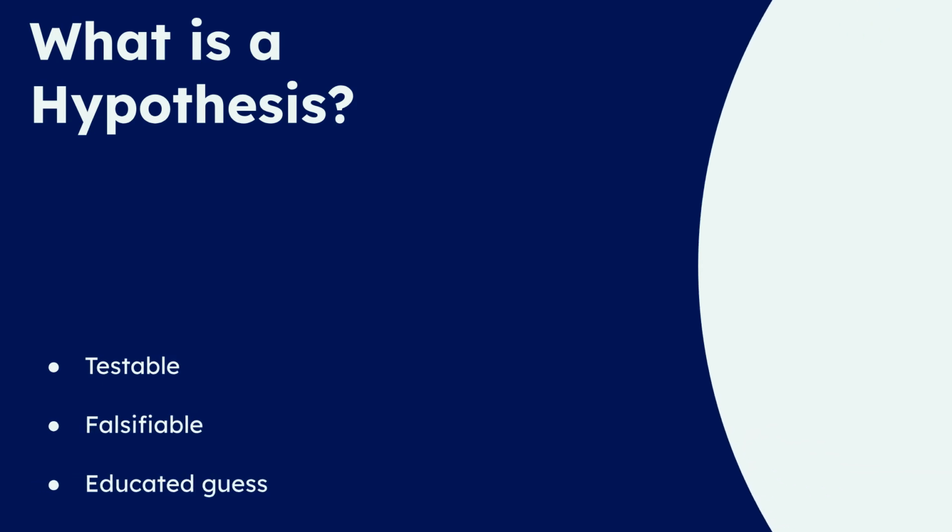Let's start at the beginning with the humble hypothesis. A hypothesis is essentially an educated guess, or a proposed explanation for an observable phenomenon. It's a starting point for scientific investigation, something that can be tested through experimentation or observation.